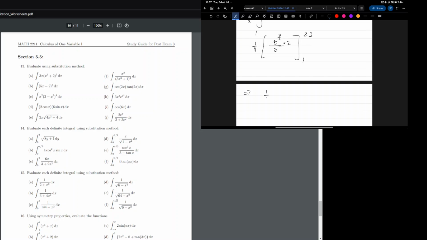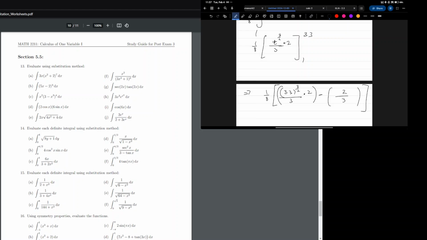So this becomes 1 over 8, 33 to the power 3 over 2 over 3 times 2 minus, don't freak out by looking at this. This is nothing. 1 to the power 3 over 2 over 3 times 2. Now 1 to the power anything is 1. Even 1 to the power 0 is 1. And 1 times 2 is 2. Becomes 2 over 3.